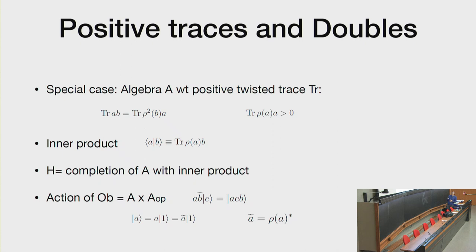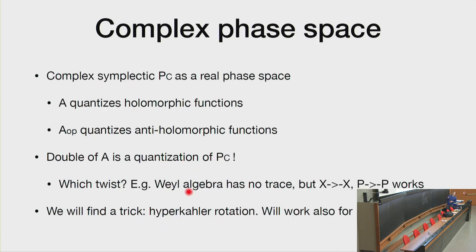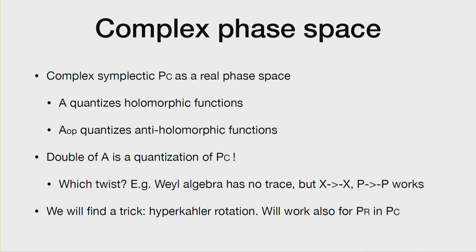What does this quantize? Well, it gives you a quantization of complex symplectic manifolds. Suppose you have a complex symplectic phase space, and you treat it as a real manifold using, say, the imaginary part or the real part of the symplectic form as a symplectic form. Among all possible functions on this symplectic manifold, there are holomorphic functions. And there are also antiholomorphic functions. These are both observables, and they Poisson commute, because the Poisson bracket takes either only holomorphic derivatives or only antiholomorphic derivatives.